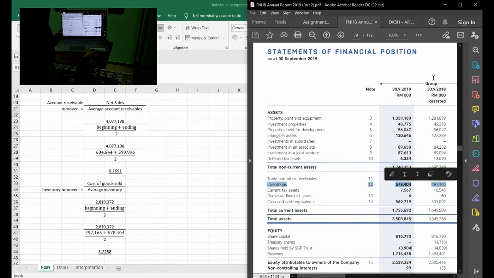So the beginning inventory is from the statements of financial position. The beginning would be in 2018, where it is 497,165, and the ending will be 578,404. So the final ratio will be 5.2258.